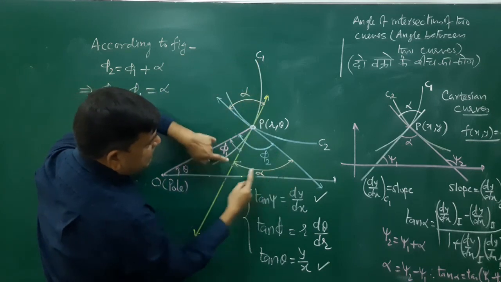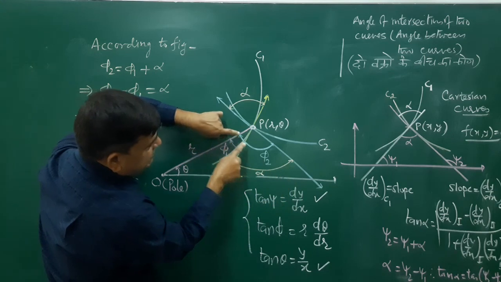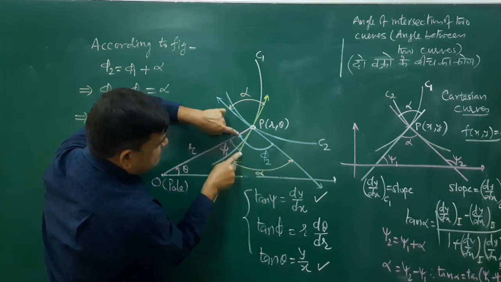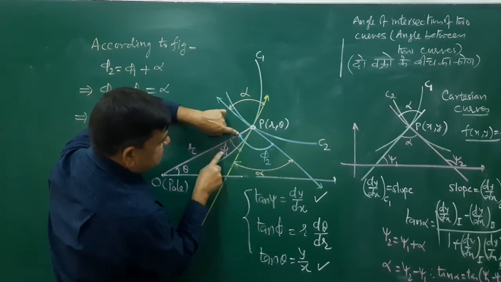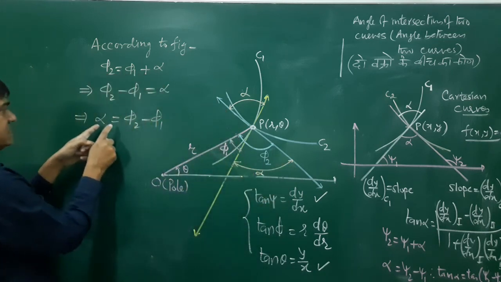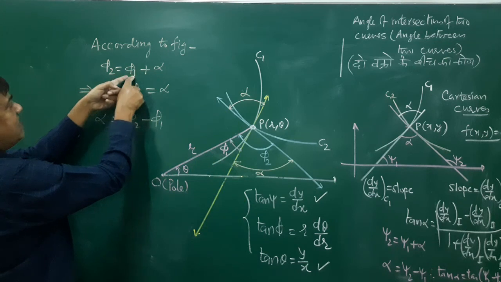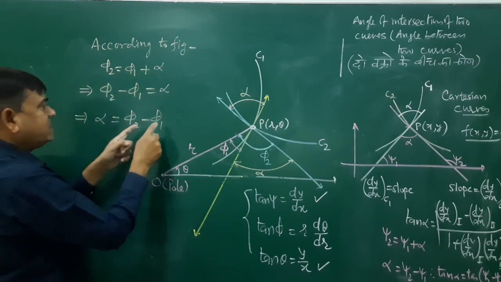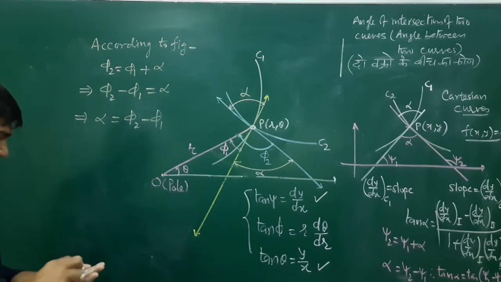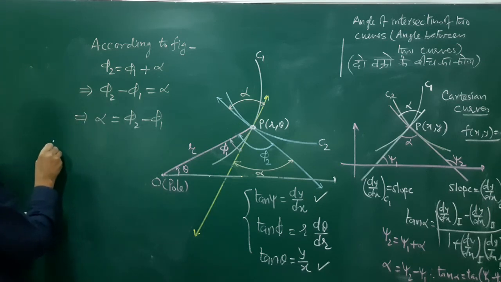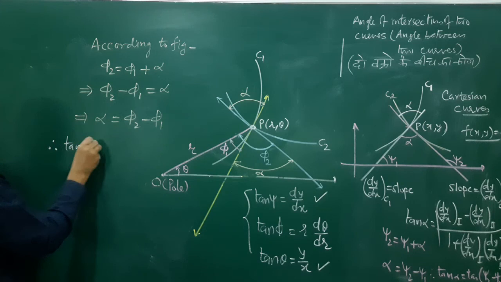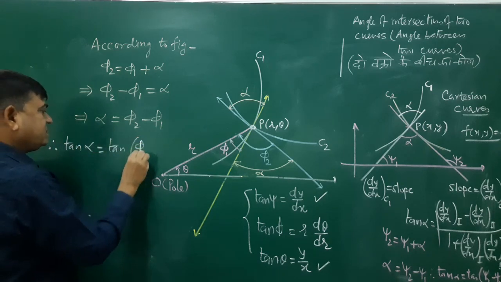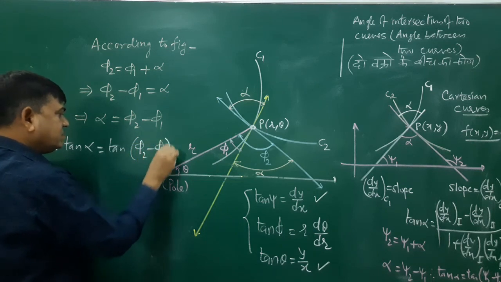So ये भी alpha होगा, this phi 2 यहाँ से यहाँ तक. So it is this plus this one. This means phi 1 and this is alpha. So it is phi 1 plus alpha. So here you can say phi 1 plus alpha is phi 2. So phi 2 minus phi 1 is alpha. Therefore alpha is phi 2 minus phi 1. Therefore tan alpha is tan of phi 2 minus phi 1.